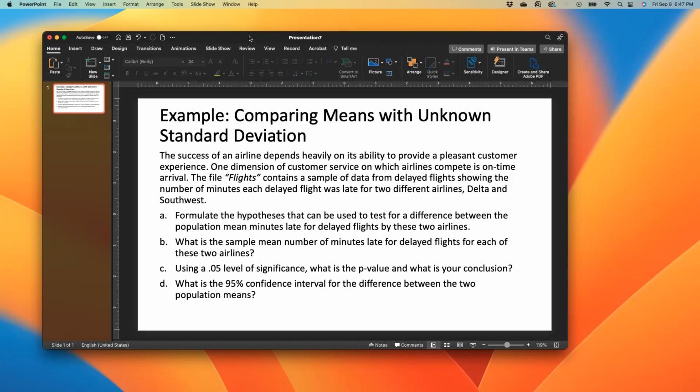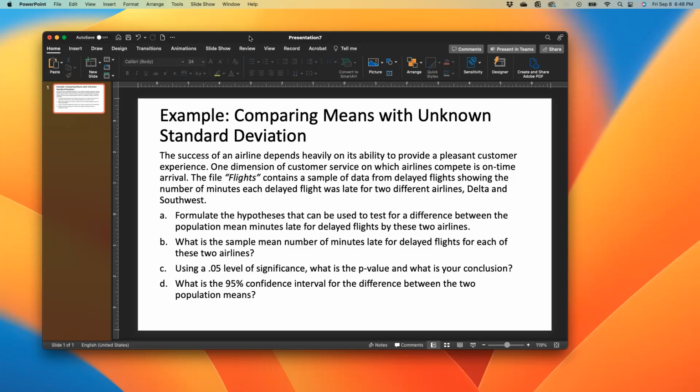And then the first question there says, formulate the hypothesis that can be used to test for a difference between the population mean minutes late for delayed flight by these two airlines. So basically, our mu1 would be the population mean minutes late for Delta Airlines flight, and mu2 will be Southwest flight delay in minutes, right? So that's basically how we would define mu1 and mu2. And then we can go ahead to then formulate the null and alternate hypothesis based off that definition.